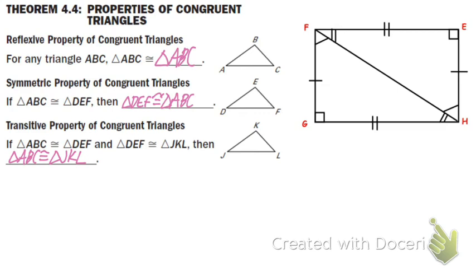Now, is side FH shared between these triangles? It is. Is side FH congruent to side FH? Yes, it is, by the reflexive property. So now, could we say these triangles are congruent? Yes. So we can say triangle FHG is congruent to triangle OHFE. Make them the same order.